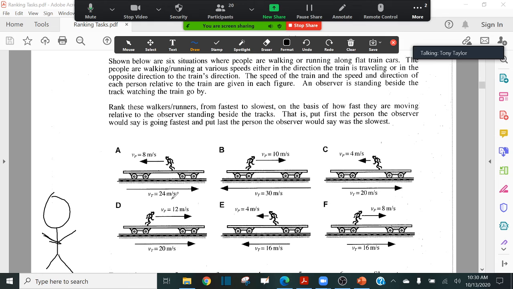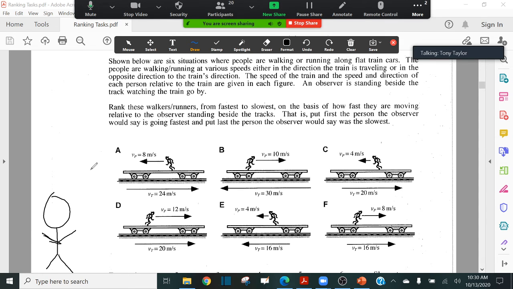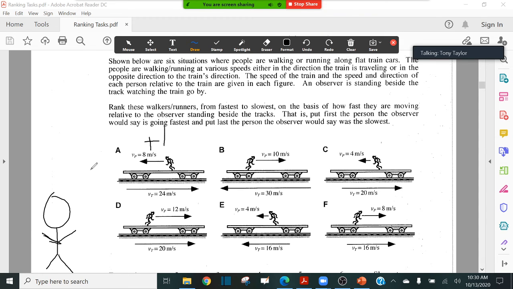You want to do 24 minus 8, which in this case gives you positive 16 meters per second. And here, labeling your positive and negative signs is important, as we're going to see in just a moment. Okay.